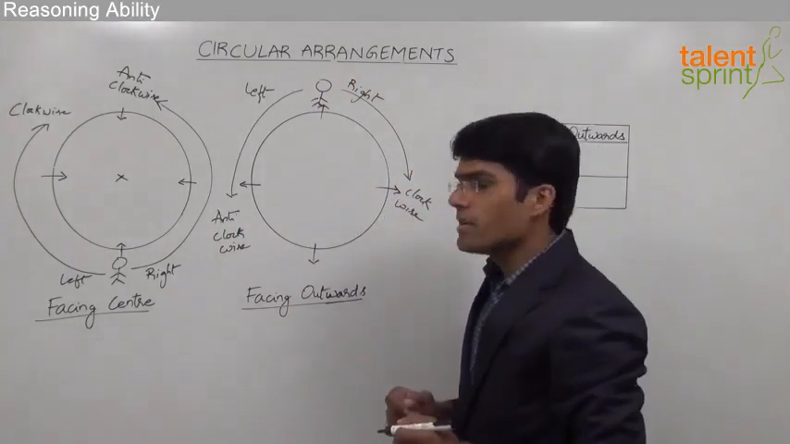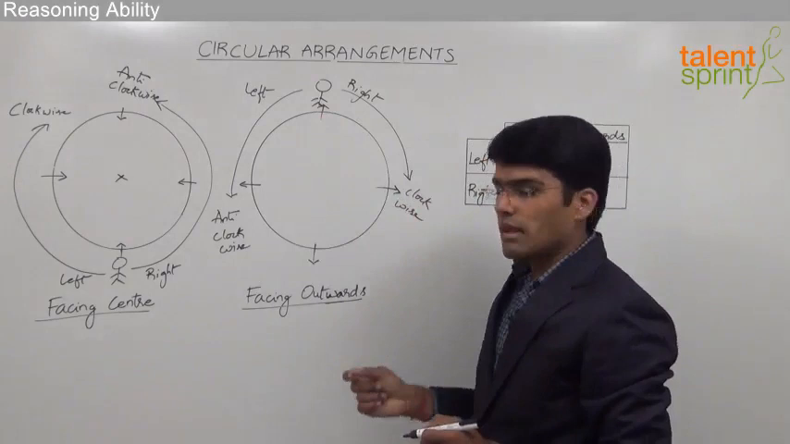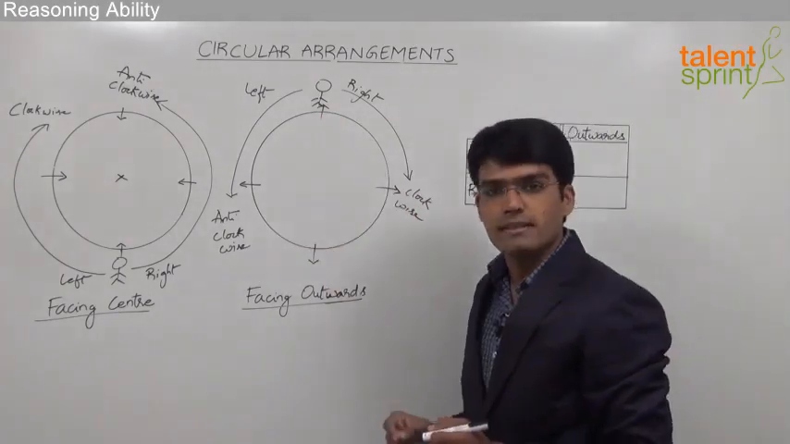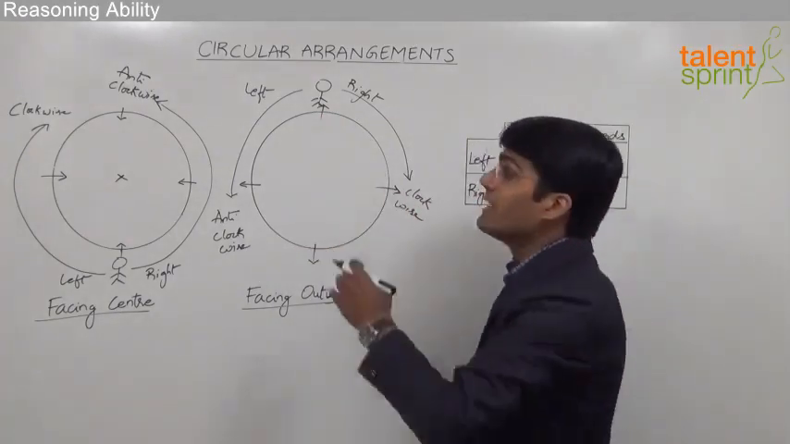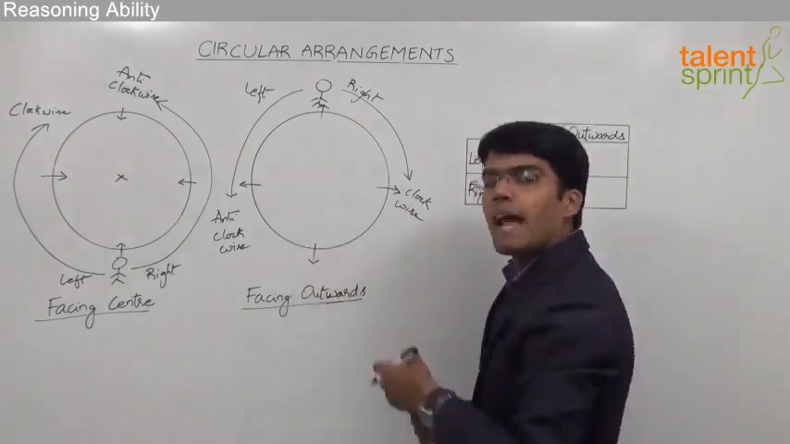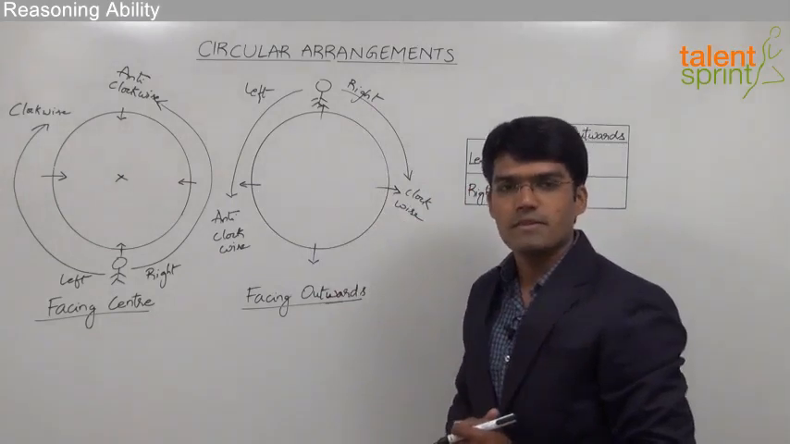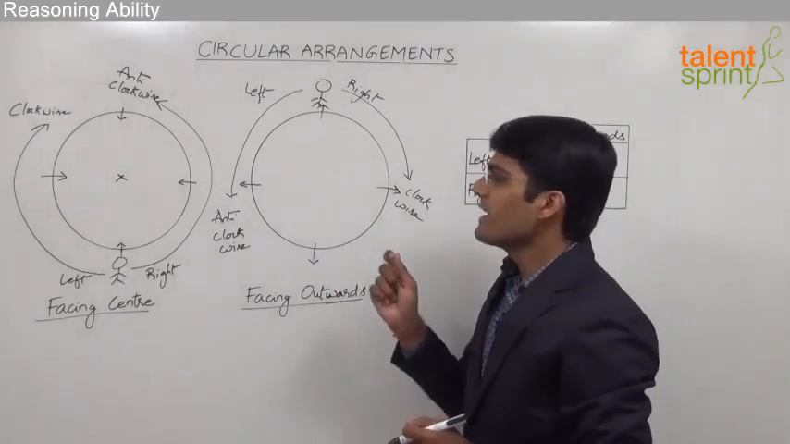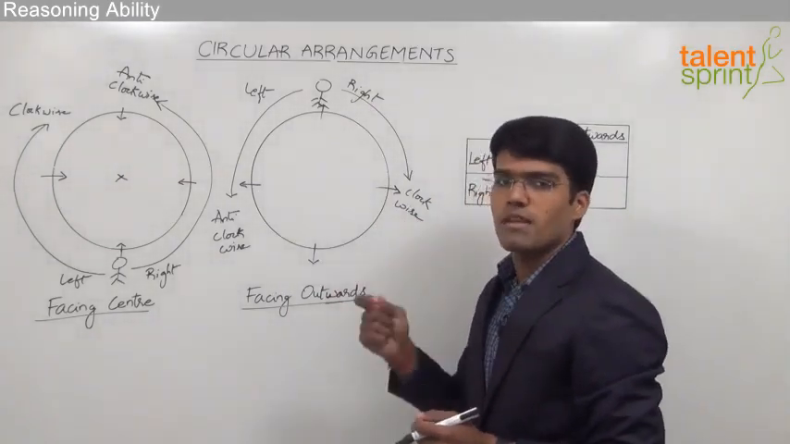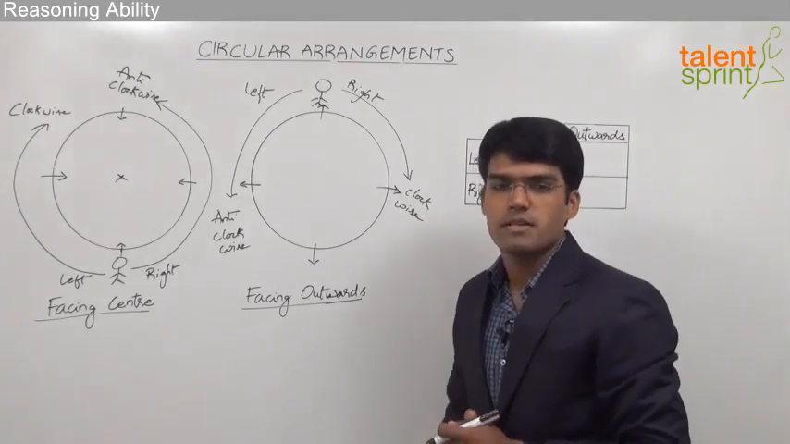And again, as mentioned earlier, not only for this position, but for any position around the circle, when a person is facing outwards, the left of the person should be taken in anti-clockwise direction and the right of the person should be taken in the clockwise direction. So friends, this is a very important point without which we cannot solve questions from circular arrangements.